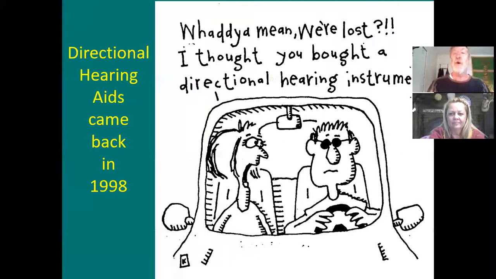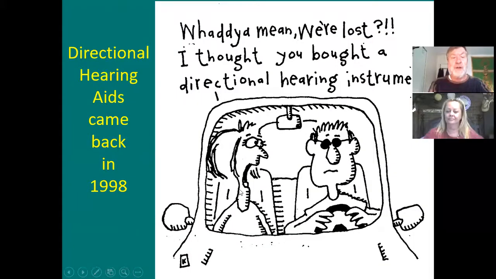Okay? So, directional hearing aids. Look at this. "What do you mean we're lost? I thought you bought a directional hearing aid." Well, directional hearing aids don't help you tell the direction of sound. Directional mics simply mean that the hearing aid is more sensitive to sound in one direction than it is to sounds from other directions. So now let's look at our notes on this stuff and see exactly where we are there.